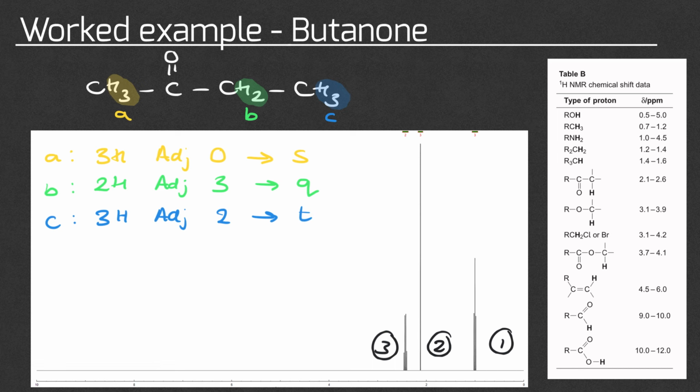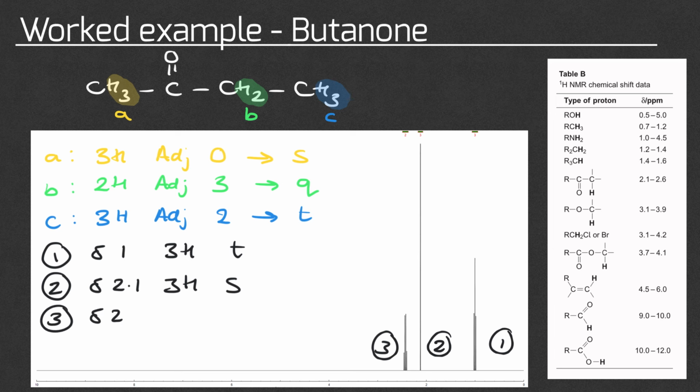So we're still going to label each of the peaks 1, 2 and 3. Peak 1 has a chemical shift of about 1, it's got an integration of 3, and it's a triplet. Peak 2 has a chemical shift of about 2.1, it has an integration of 3, and it's a singlet. Peak 3 has a chemical shift of 2.5, it has an integration of 2, and it's a quartet.